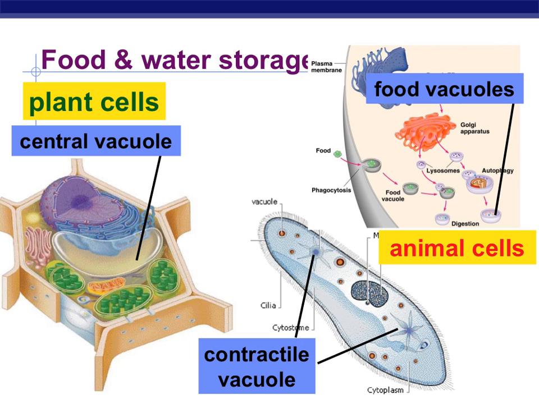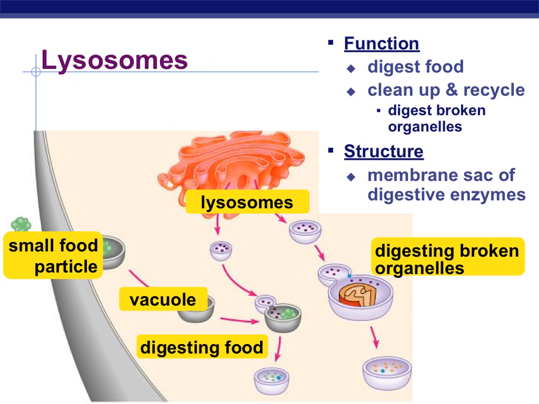The contractile vacuole of some protists, small single-celled organisms, helps maintain a water balance, just like in plants, but also a salt balance, so they can keep the right concentrations of materials to help keep them alive.